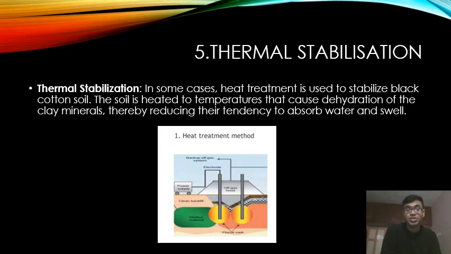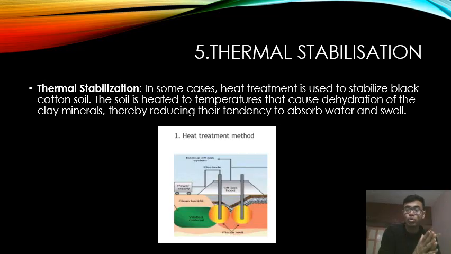Next is the thermal stabilization. In some cases, heat treatment is used to stabilize the black cotton soil. The soil is heated to a temperature that causes the dehydration of the clay minerals, thereby reducing their tendency to absorb water. Actually, as I have already mentioned, the black cotton soil has a montmorillonite structure. It's a montmorillonite clay mineral. It has the tendency to absorb water. It has some moisture or water content present in these molecules.